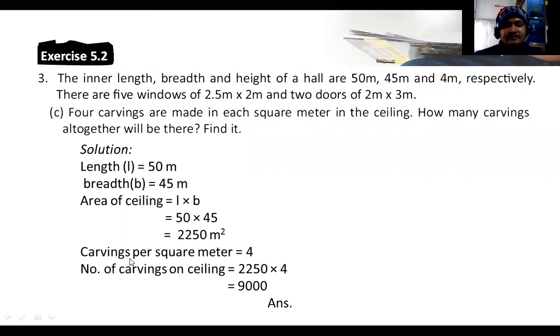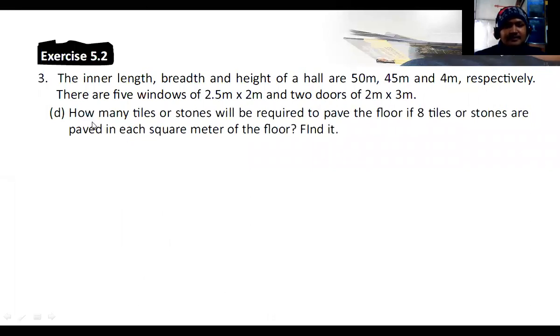Because in 1 meter square we can make 4 carvings. Total number of carvings on the ceiling will be 9000. Is this clear? Yes, sir. Okay, then let's move to D.